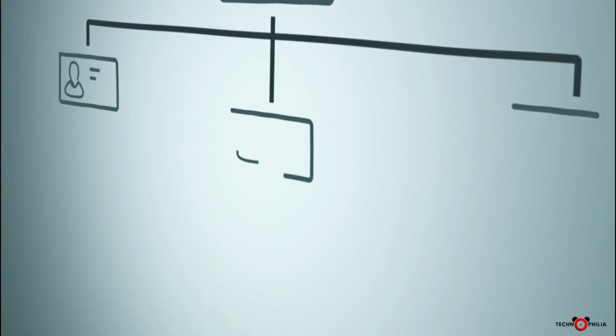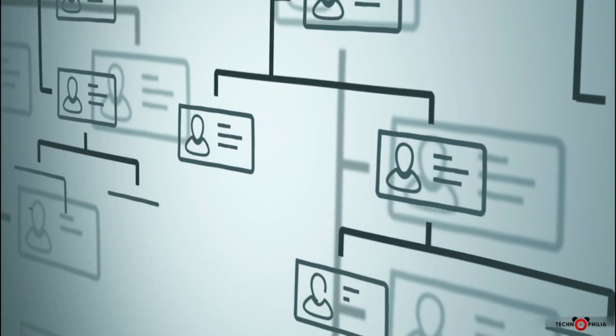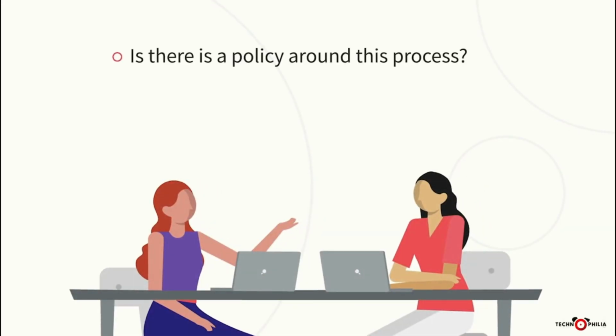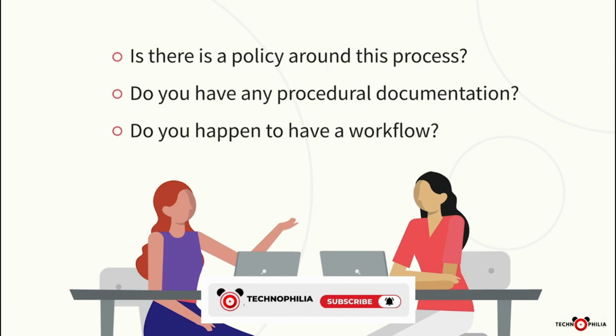In my first 2 weeks of work, I did nothing but read policy and procedure manuals full of workflow diagrams. It was an amazing experience because it changed the way I looked at every process, and it forced me to diagram out how the work flows in every place I would eventually go. In every situation, I always ask, is there a policy around this process? And do you have any procedural documentation? And do you happen to have a workflow?